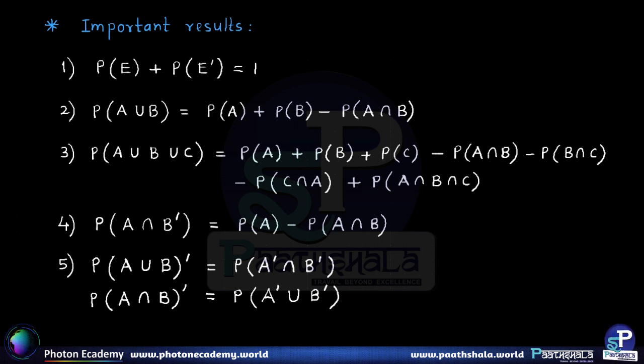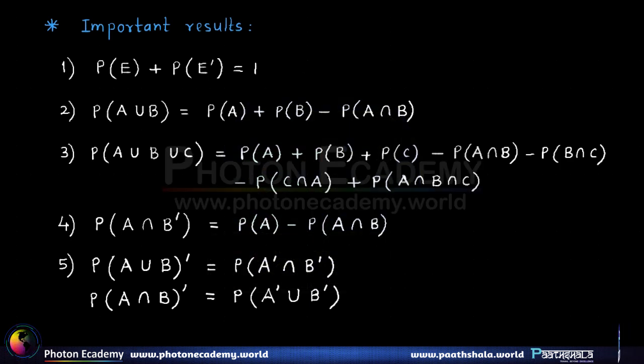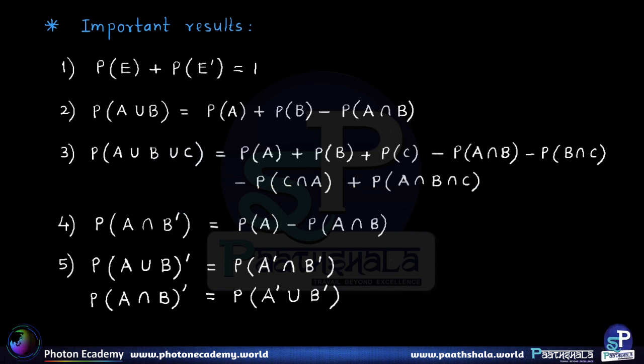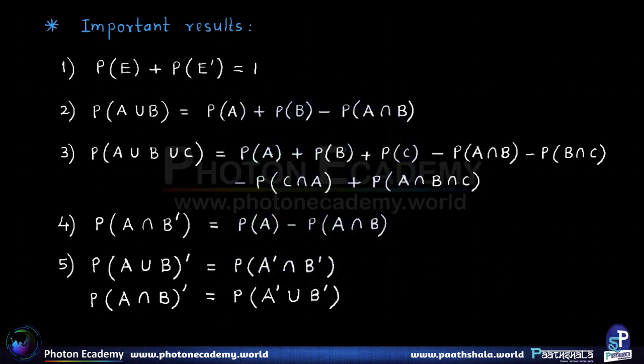And lastly we have another very important set of rules called De Morgan's laws, which are nothing but probability of A union B whole complement is equal to probability of A complement intersection B complement, and its counterpart is probability of A intersection B the whole complement is equal to probability of A complement union B complement. So we use these rules to solve basic examples on the algebra of events.